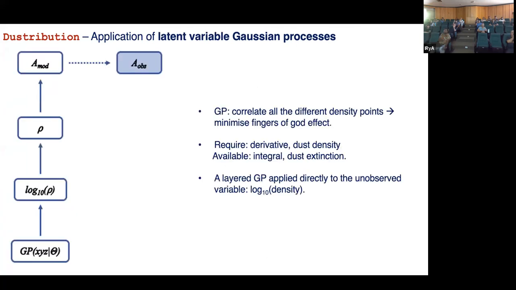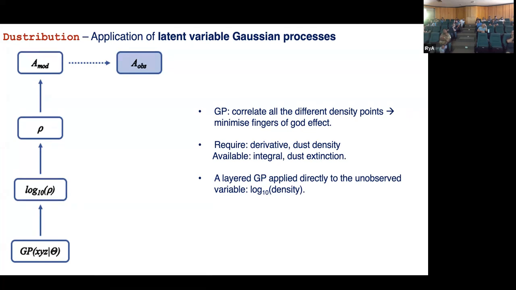And then where does the latent variable thought come in? Like I said, extinction has to be monotonically non-decreasing, and hence dust density has to be positive. So the GP isn't applied on our observable parameter. We start our GP at log 10 density. So our GP predicts maps on the log 10 density plane. And what that means is that when we then go to density, it'll never be negative. So we force a positivity constraint there.